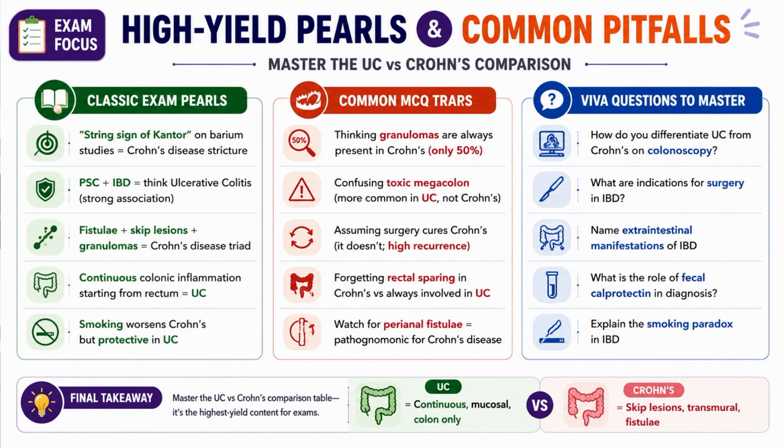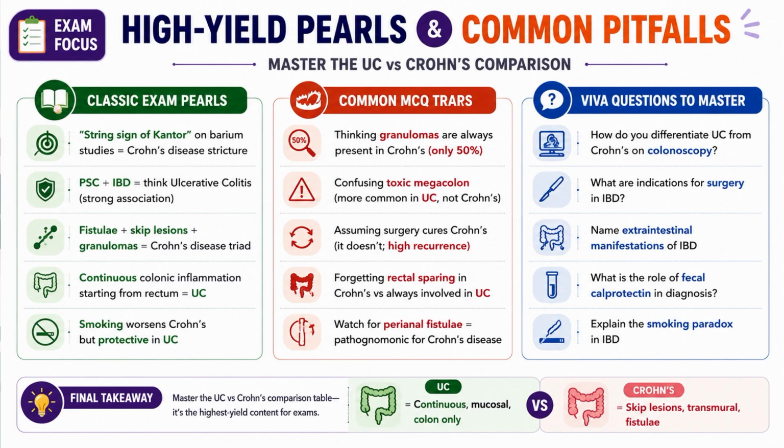Now, viva questions to master. How do you differentiate ulcerative colitis from Crohn's on colonoscopy? So, ulcerative colitis shows continuous inflammation beginning from the rectum, while Crohn's shows skip lesions giving a cobblestone appearance. Next, what are indications of surgery in IBD? Whenever medical therapy is not working, whenever there are more complications, we have to go ahead with surgery. Naming the extraintestinal manifestations: uveitis, the joint complaints like sacroiliitis, all these things you can name.